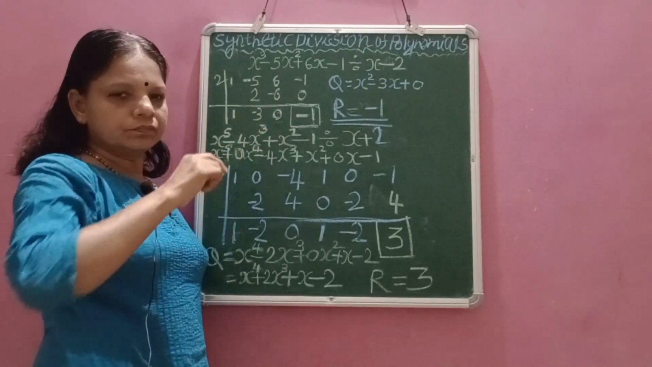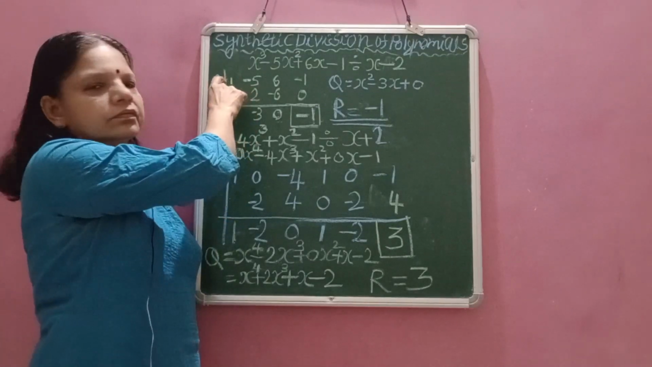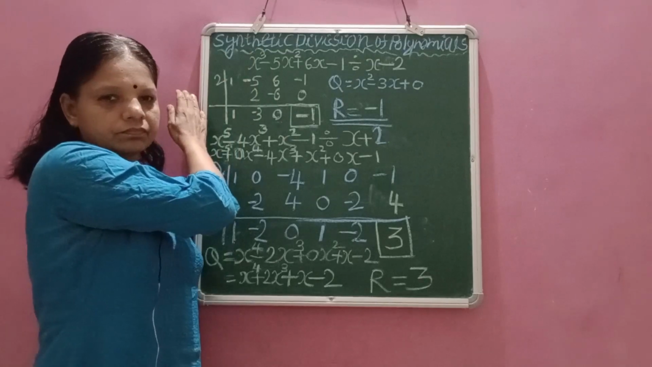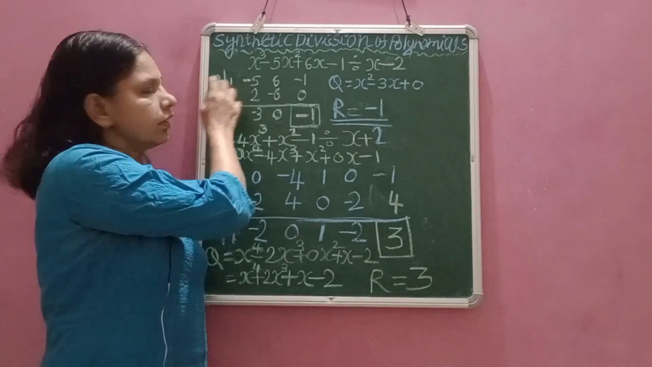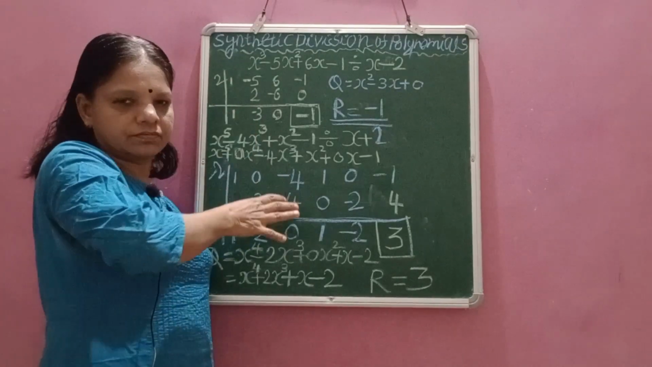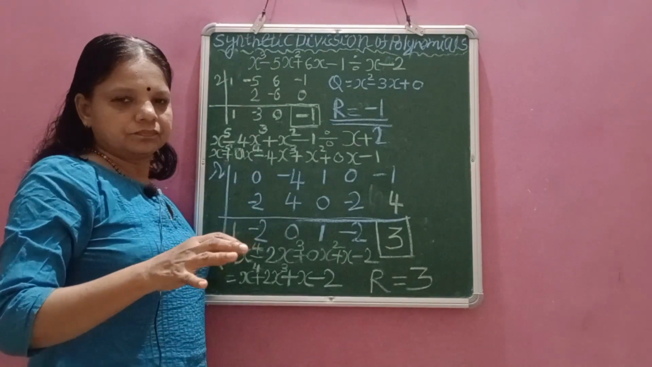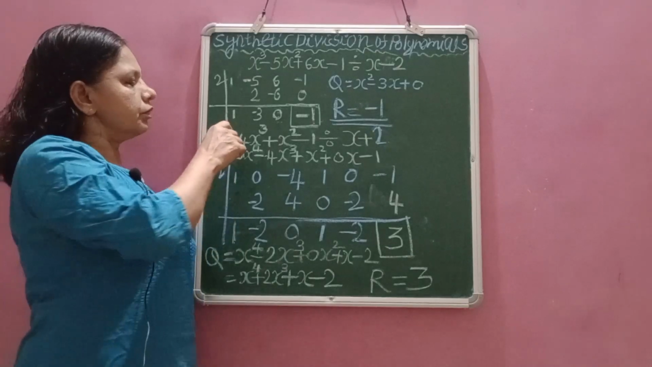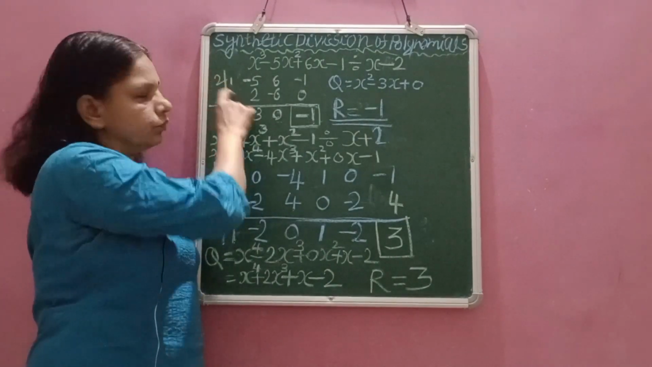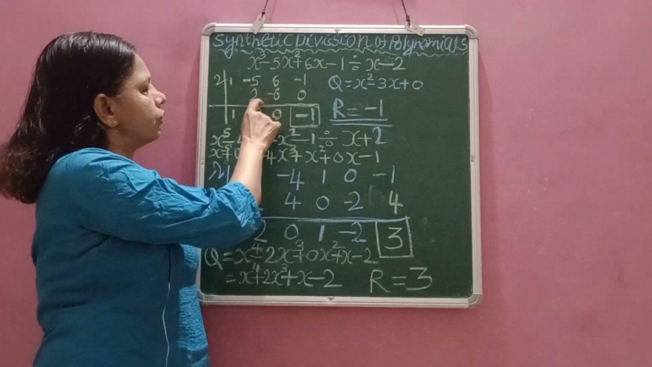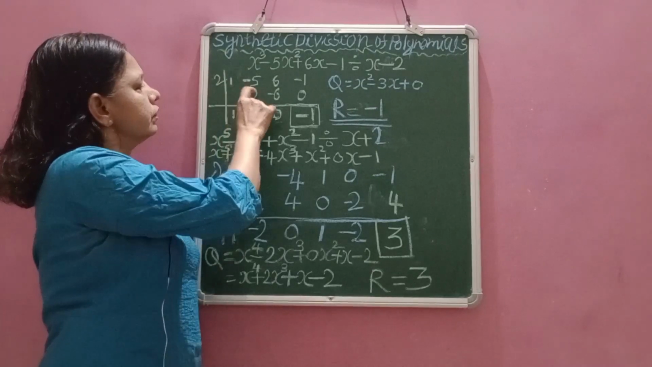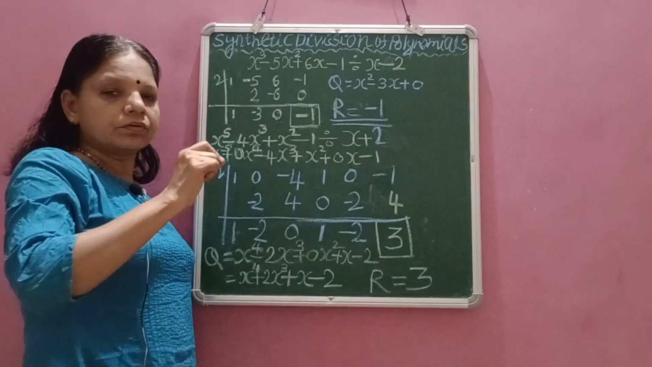Now what you have to do? The first coefficient, that is extreme left, which having highest index, 1 you have to bring down as it is, nothing to be done. Then what you have to do? 1 multiplied by 2. 1 2s are 2. That you have to write below the next coefficient.